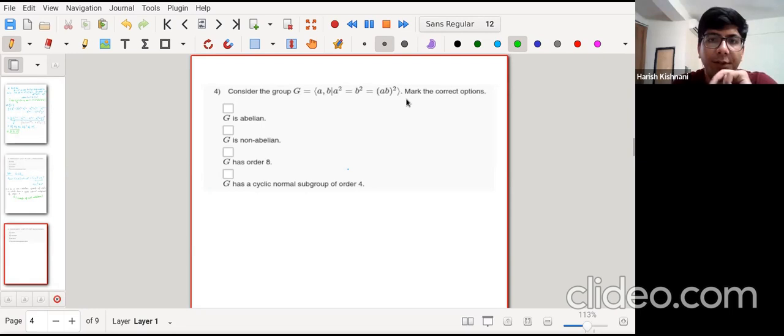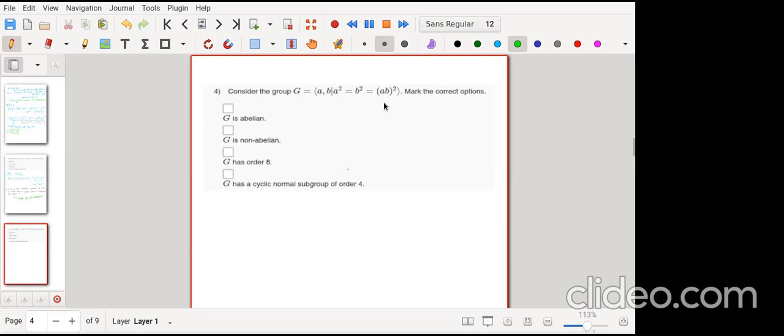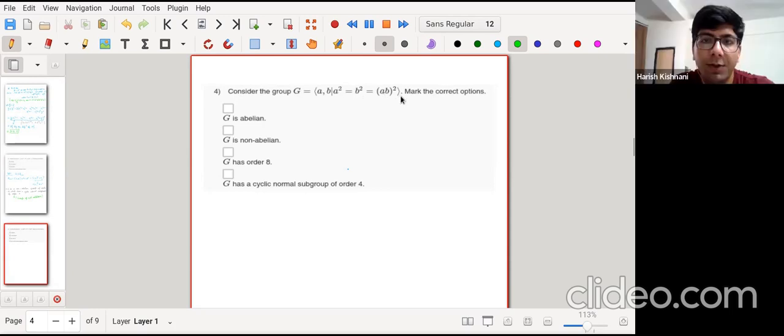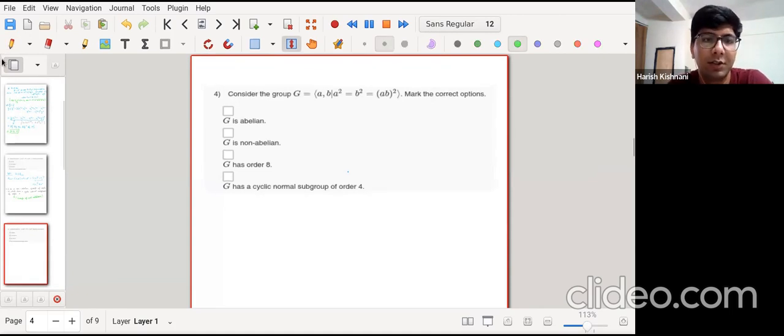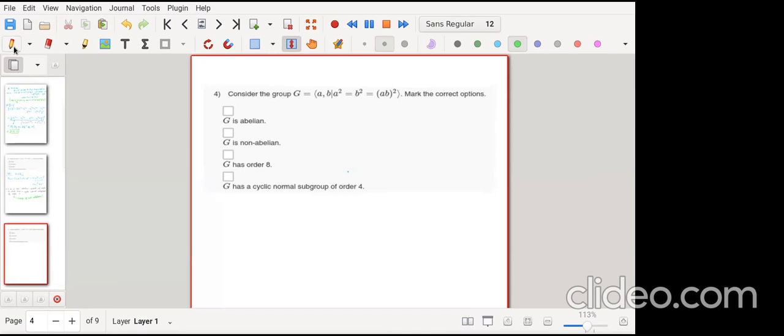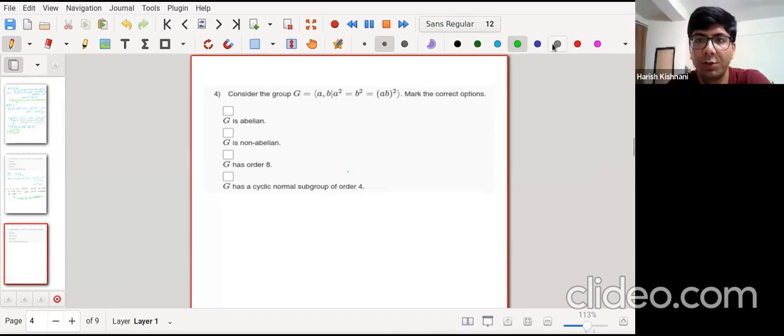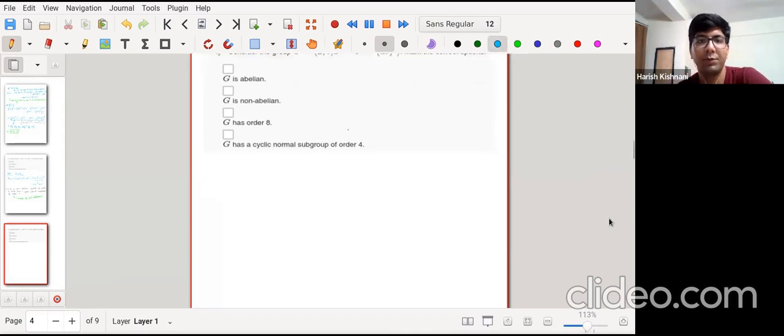If it had been given, then it would be just Klein's 4-group, right? If a squared equals b squared equals (ab) squared equals identity, then it would have been a group of order 4, which is isomorphic to Z2 cross Z2. But it's not given that it's equal to identity. So it's a non-abelian group of order 8, different from D8. Q8. Yes, so it's just Q8. Let's see how we can prove that it's Q8.